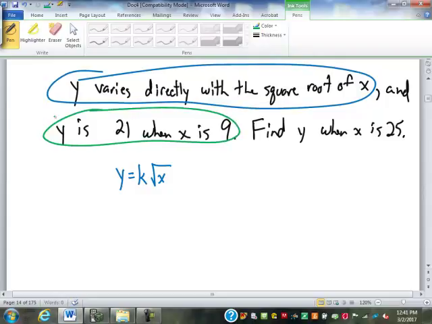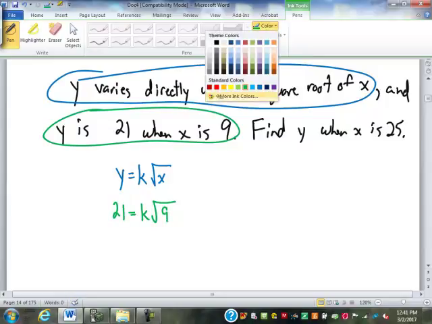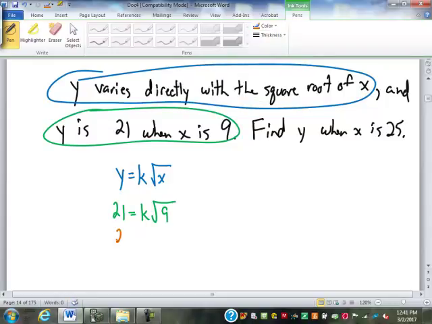Y is 21 when x is 9. Well, what goes in for y? 21. And for x, of course, is 9. There's an intermediate step we have to do here. Yeah, the square root of 9 is 3. So y equals 21 equals k times 3.